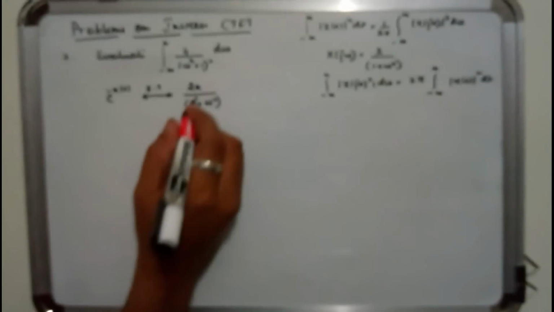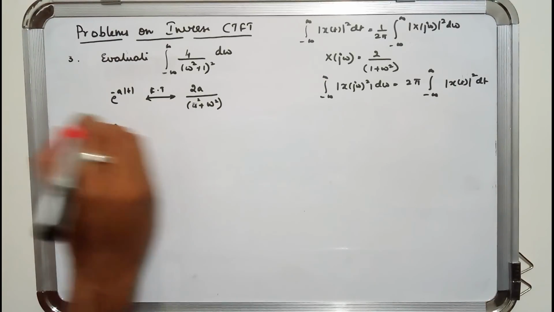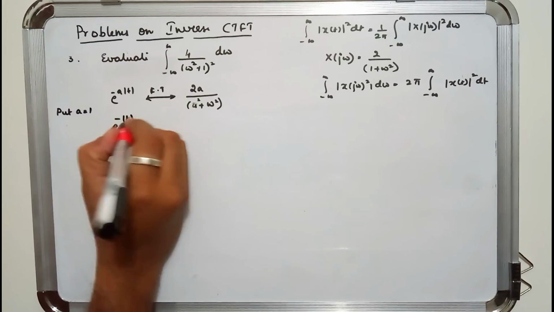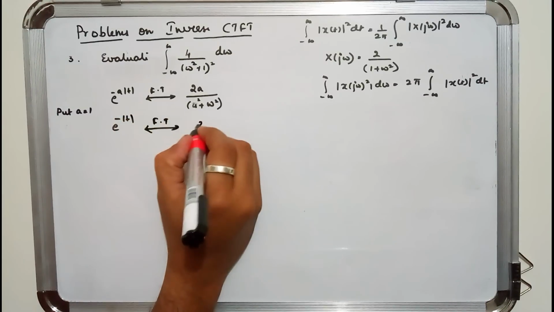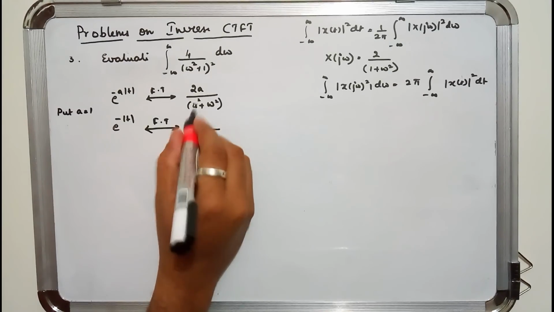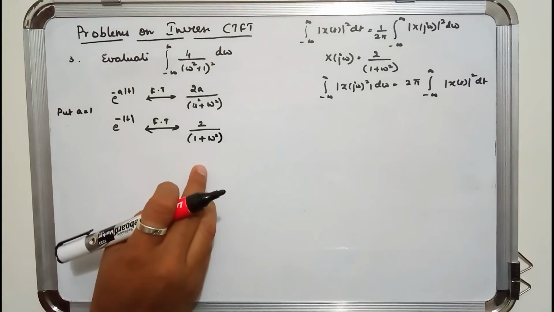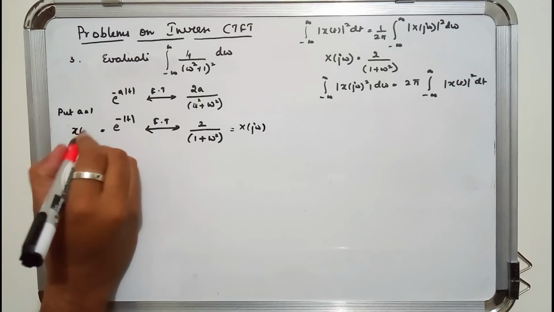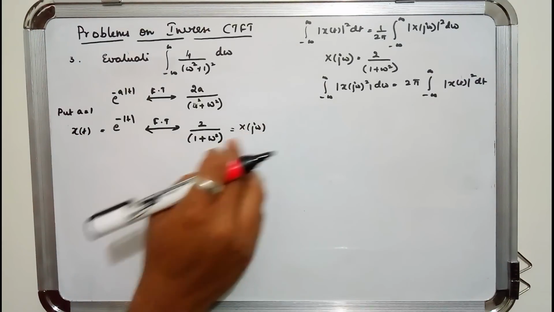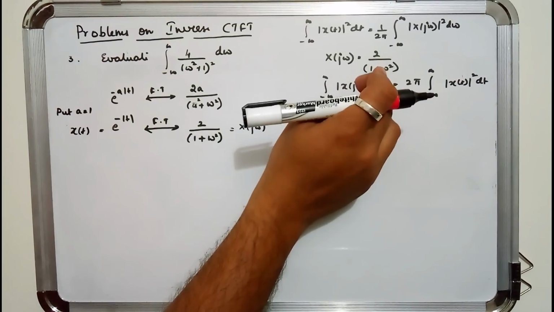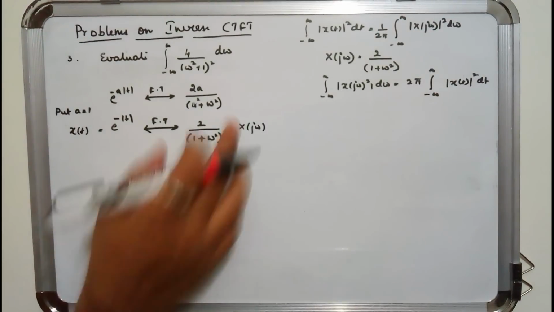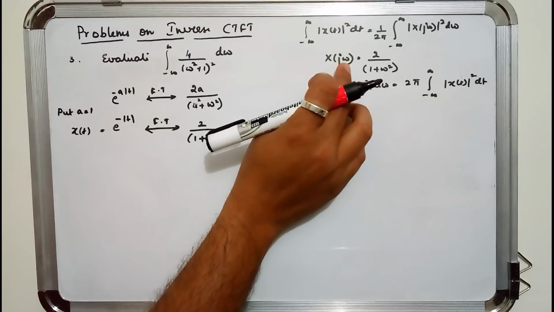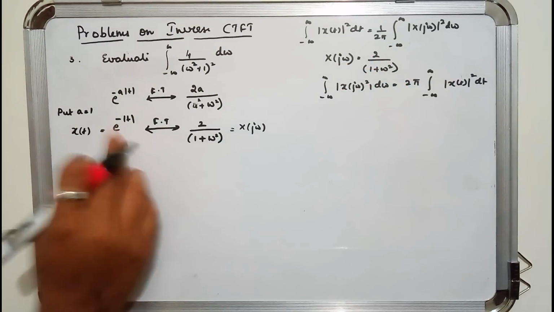Now in place of a, if I put a as 1, I will be getting e^(-|t|) forms a Fourier transform pair with 2 divided by 1 plus ω². So this is the X(jω), and this is x(t). So my X(jω) what I have got here is equal to the X(jω) we have in our problem. So from this we are sure that the inverse Fourier transform of X(jω), that is 2 by 1 plus ω², is e^(-|t|).